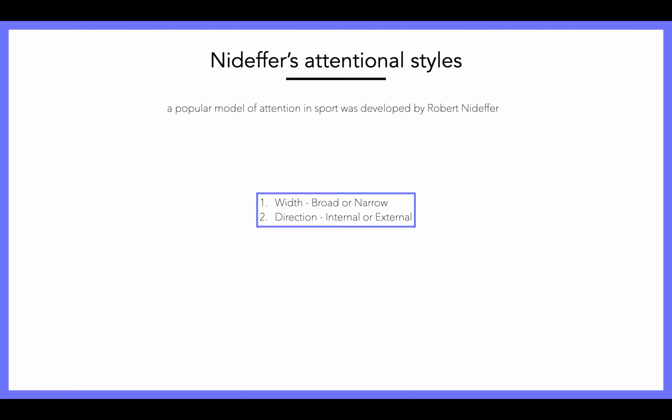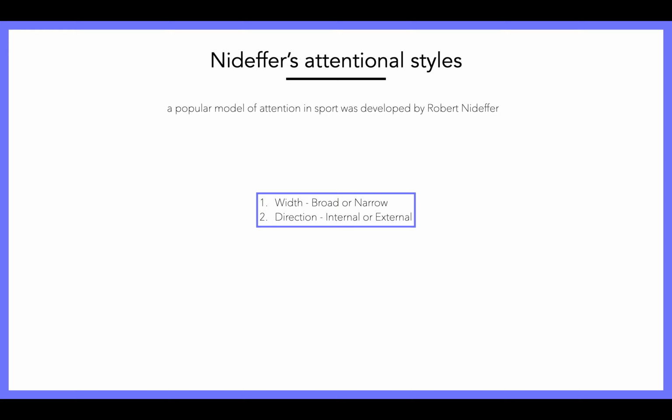So internal being the things you can control. You often hear control the controllables, but you still need to pay attention to some of the external cues so that you can control what you do. So external being the stimuli the environment provides, and internal is looking within yourself.